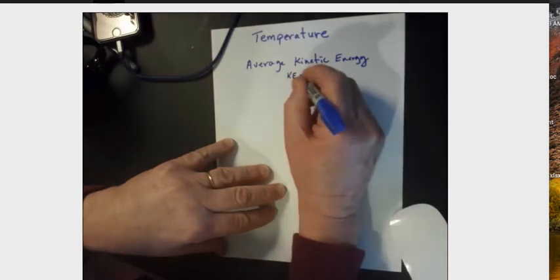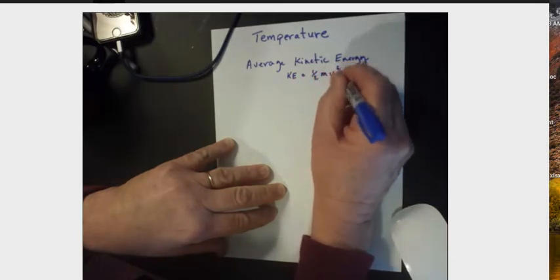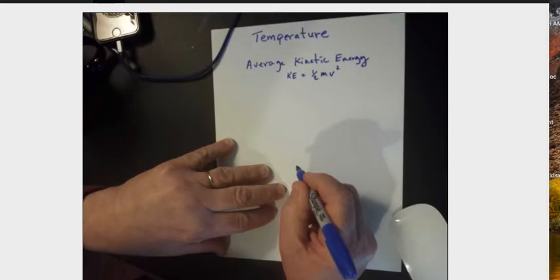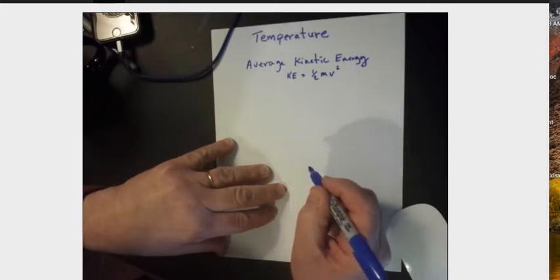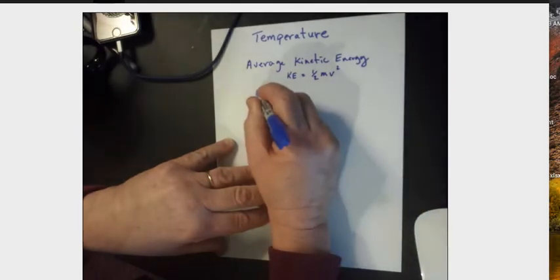You may remember from physics, the kinetic energy is 1/2 mass times velocity squared. But we won't need to know that for this little lesson. All right, so there are 3 temperature scales.